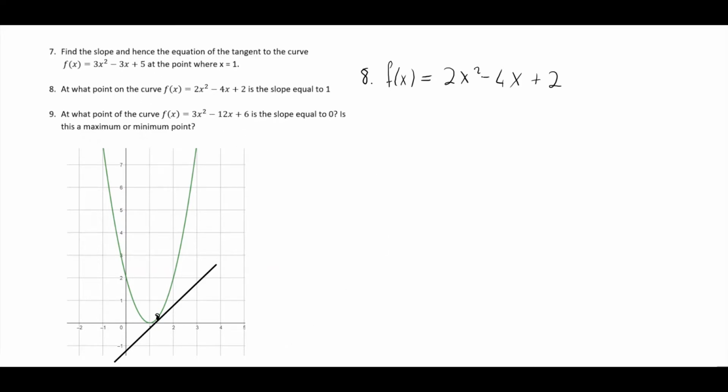So first things first, we differentiate this equation. So take f dash of x, and that's equal to 4x. Multiply 2 by 2, 4, reduce the power by 1, it'll be 1, minus 4, drop the x there, and then the 2 disappears. So the next thing we're going to do is the slope of that is equal to 1. So all you need to think, this is the general equation for the slope.